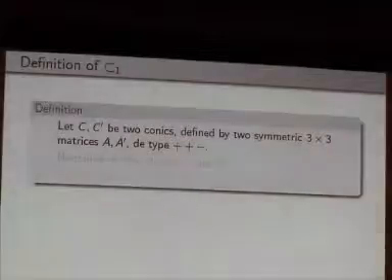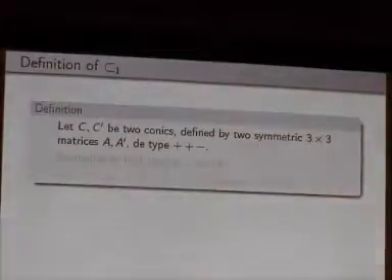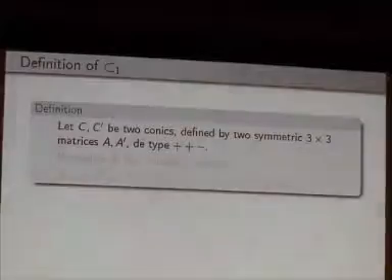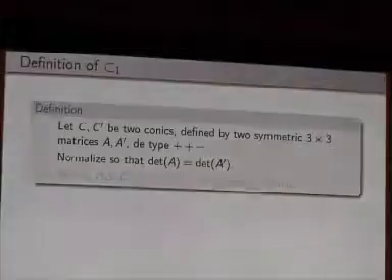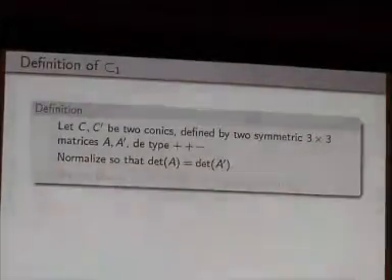If you have one symmetric matrix, you can multiply it by a constant. It's another symmetric matrix defining the same conic. So what you can do is normalize in such a way that they have the same determinant. So you have your two conics C, C prime, and you choose equations for them having the same determinant. That normalizes the choice of the constants.